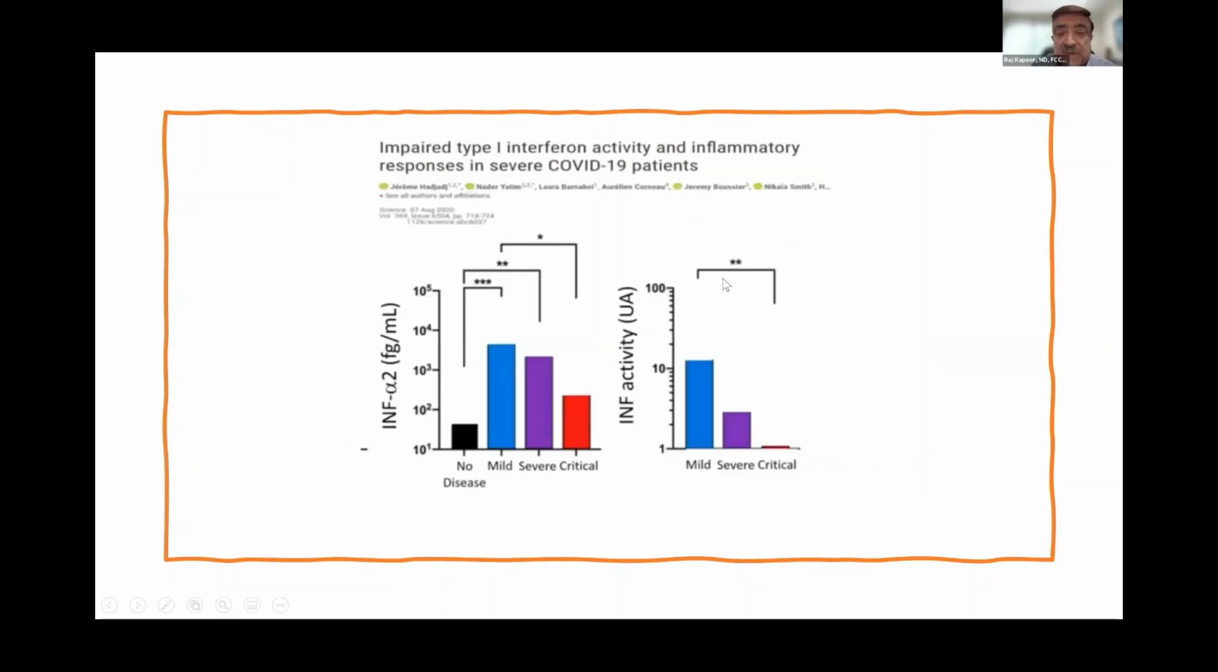This is an article from Science magazine. What they showed is the interferon activity and inflammatory responses in severe COVID-19 patients. If you see, the interferon response in mild patients is extremely high, and as you get into severe and critical illness, the interferon response goes down. The activity again is high in mild and lower in severe and critical.